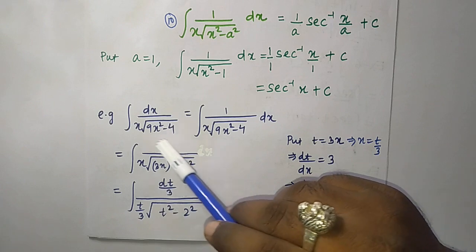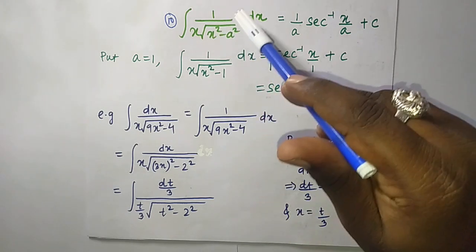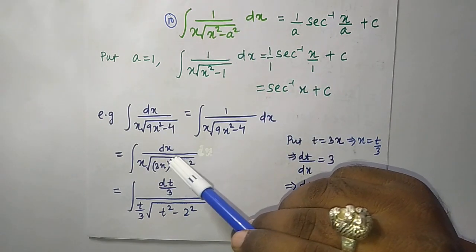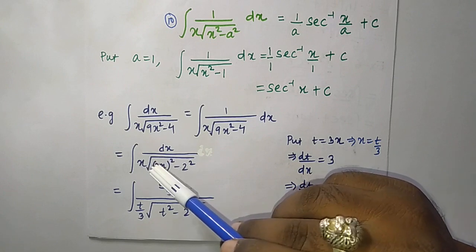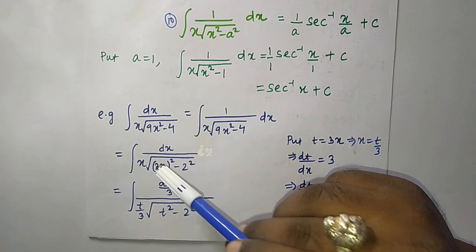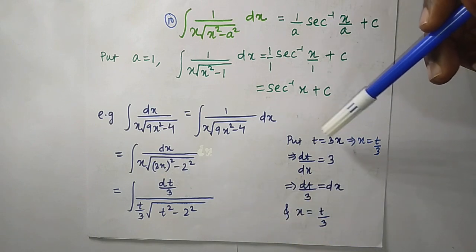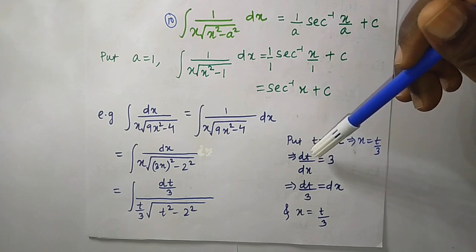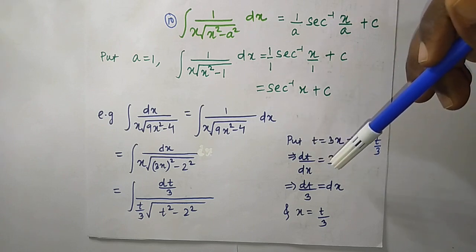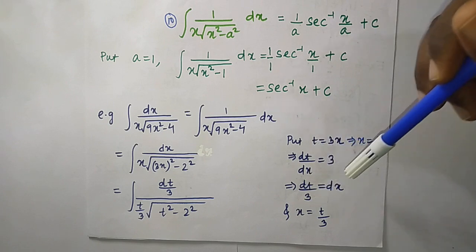Now see, you have got this form. Now here only x square is there, but here 3x whole square is there. So to change this into a single variable, here 3x is there, so I will put t as 3x. See here I have taken t as 3x, and here I have found its derivative. Derivative of 3x is 3. So dt by dx is equal to 3. So dt by 3 is equal to dx.